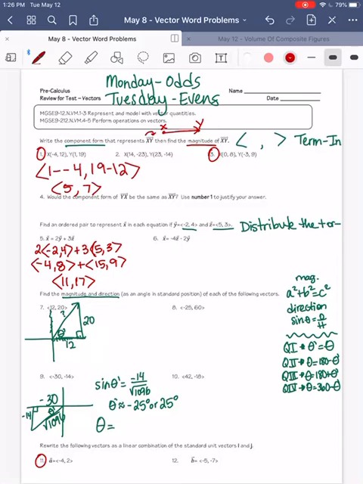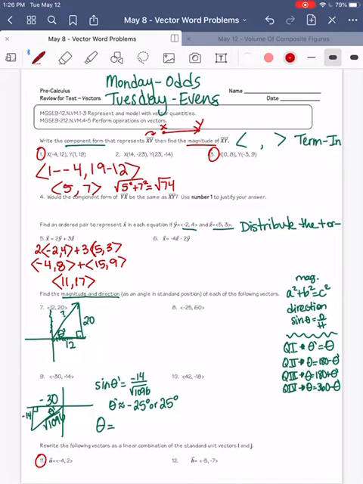Now, when it asks us to find magnitude, remember, if we have component form, all you have to do is Pythagorean theorem. Like so, and then 25 plus 49 gives me 74. And you can leave it like that, or you can leave it in decimal form, or you can break it down, leave it in radical form.